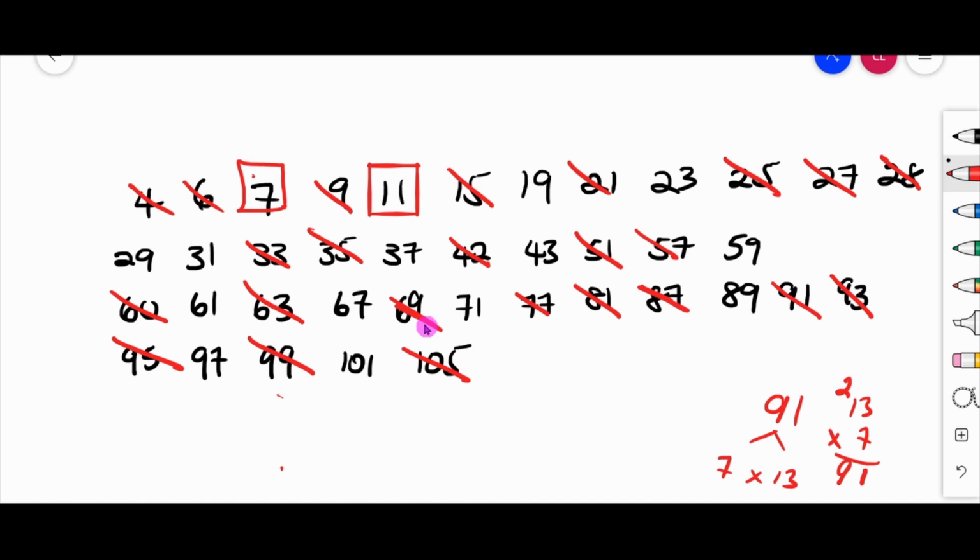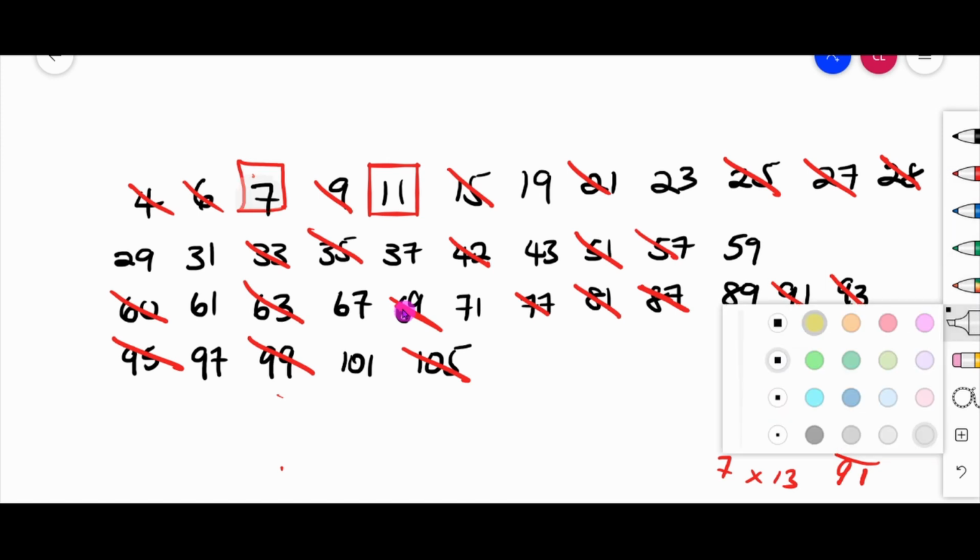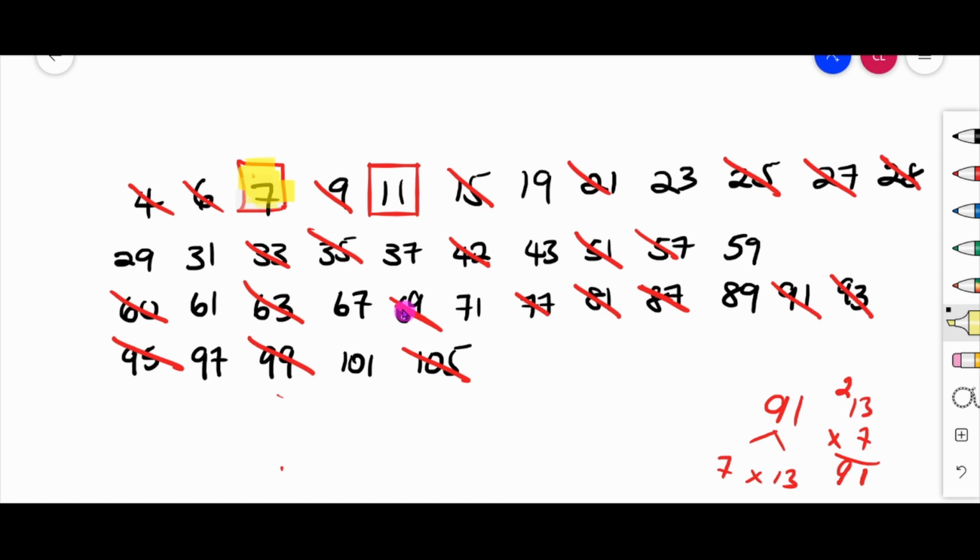All right, so let's look at what we have now. So 7, 11, 19, 23, 29, 31, 37, 59, 61, 67, 71, 89, 97, and 101. Those should be the prime numbers in this group that was given.